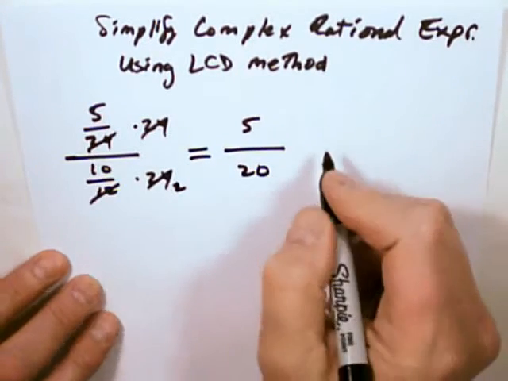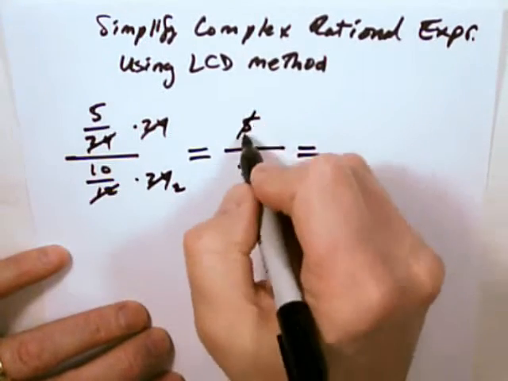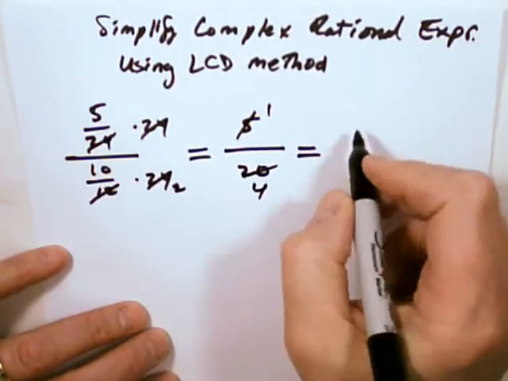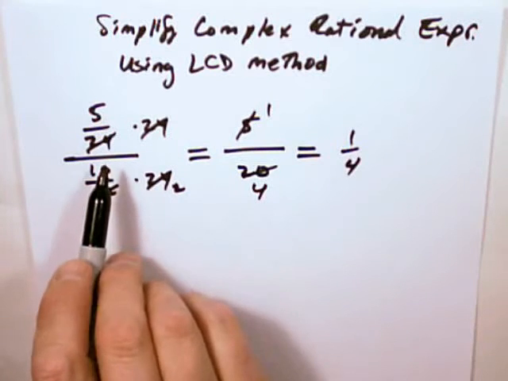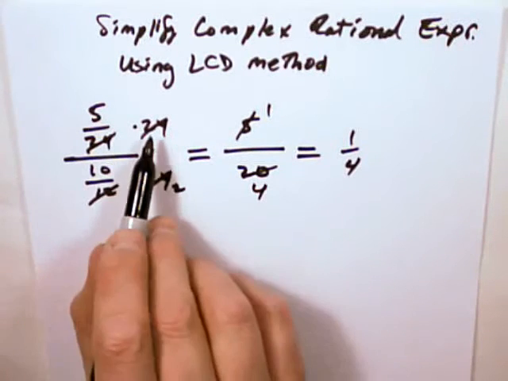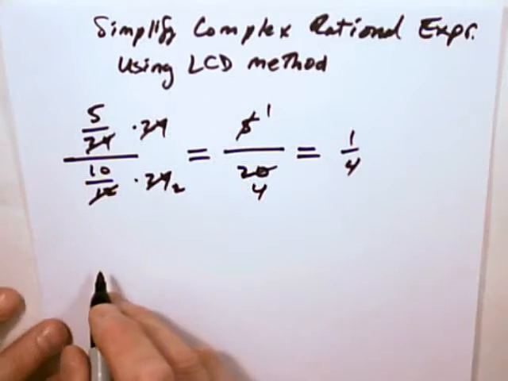Or 20. Now I can finally simplify that expression because 5 goes once, 5 goes 4 times, and I get my final answer of 1/4. So notice here that all I had to do is identify the least common denominator, multiply, and that sort of cleared the fractions in the numerator and denominator.